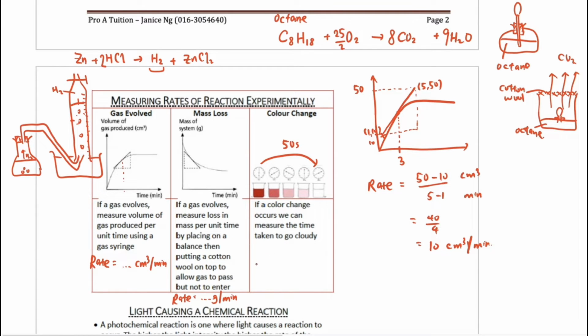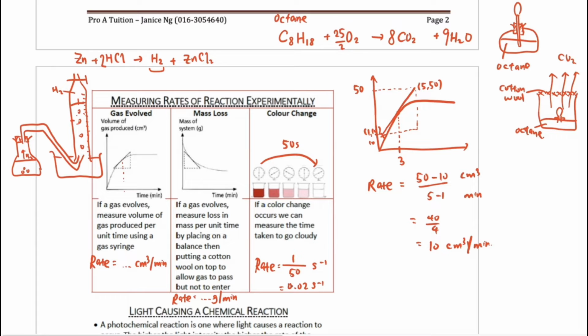How to count the rate? So you count the rate like this. Rate equal to 1 over 50. What unit do you need? Second negative 1, or per second also can. Then it's 0.02 second negative 1. See, the unit is different. Okay. Nothing to put on top. Color change, you can't put anything on top. Okay, so that's the thing.